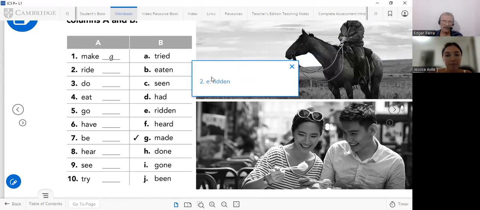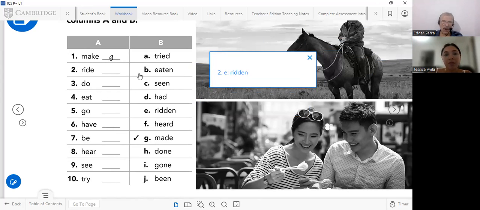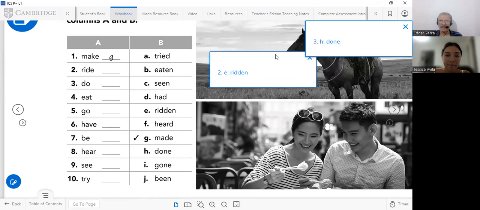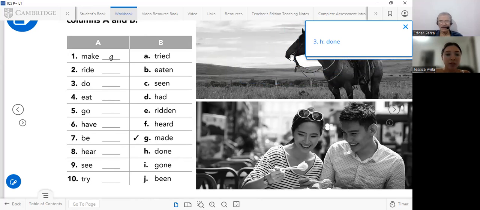Letter E. It's written. Ride is rode, the past tense, and written is the past participle. Ride is in present. Rode is in past. And written is the past participle. What do you say for number three, please? Do is done. Letter H. Okay? Letter H. Do, did, done. Did is the past. Done is the past participle.